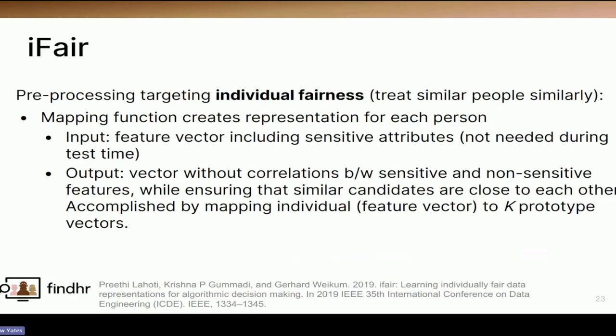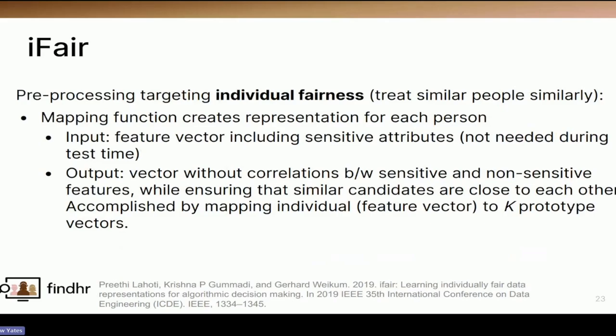The next method we'll look at is IFair. This changes a little bit in terms of whether you think of fairness towards groups or towards individuals, but in terms of the method itself, it's fairly similar to LFR. So they define this method as targeting individual fairness. What they mean by that is to treat similar people similarly rather than treat groups similarly.